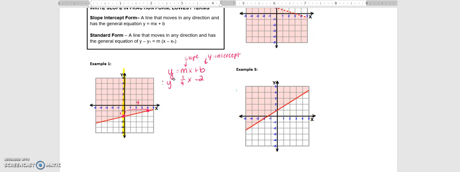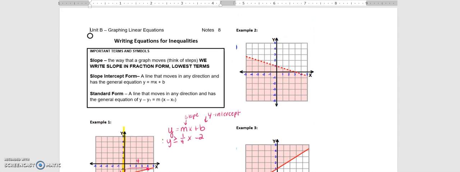Now, we have to talk about the inequality. So I have a solid line, and my line is shaded above. If it's shaded above, it means it's greater than. If it's a solid line, it means it's an equal to. Okay? All right, let's take a look at number 2.